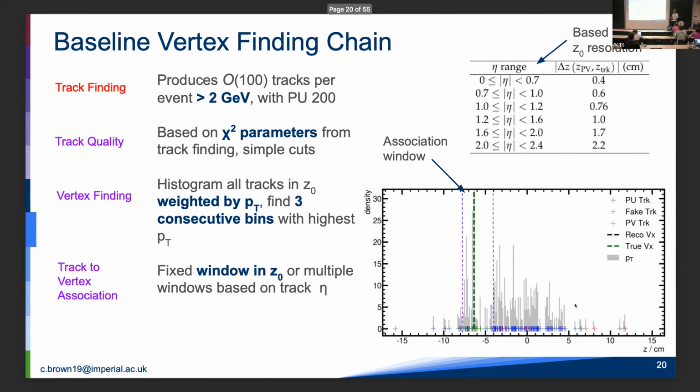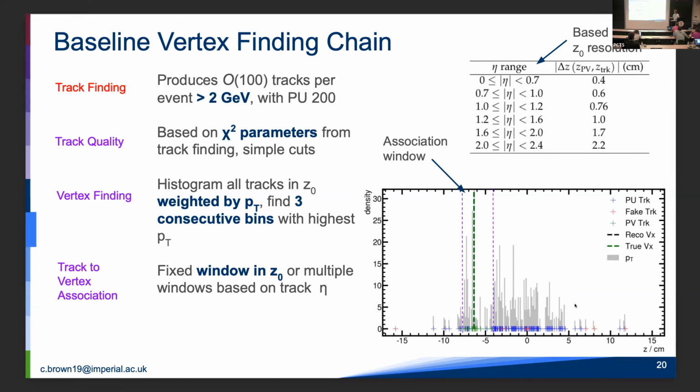Once we've done that, we do some track to vertex association. We don't want to pass down a vertex, we want to pass down what's associated to the vertex to do the physics on it. There's a couple of ways we can do that. Very simply, we can just do a 1 centimeter look, so any tracks within a centimeter of our vertex are associated. Or we can do something a bit more clever.